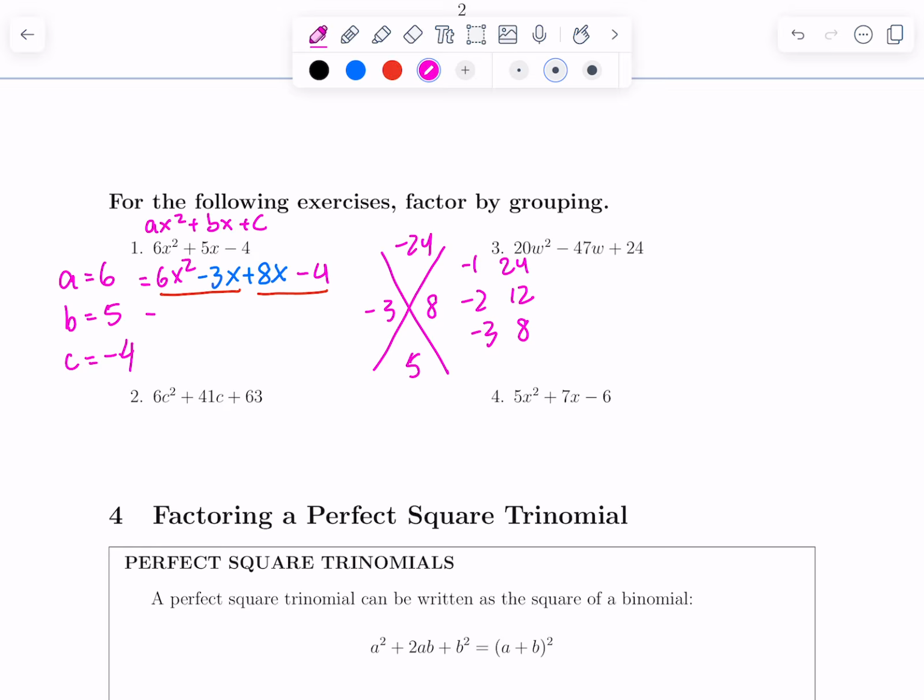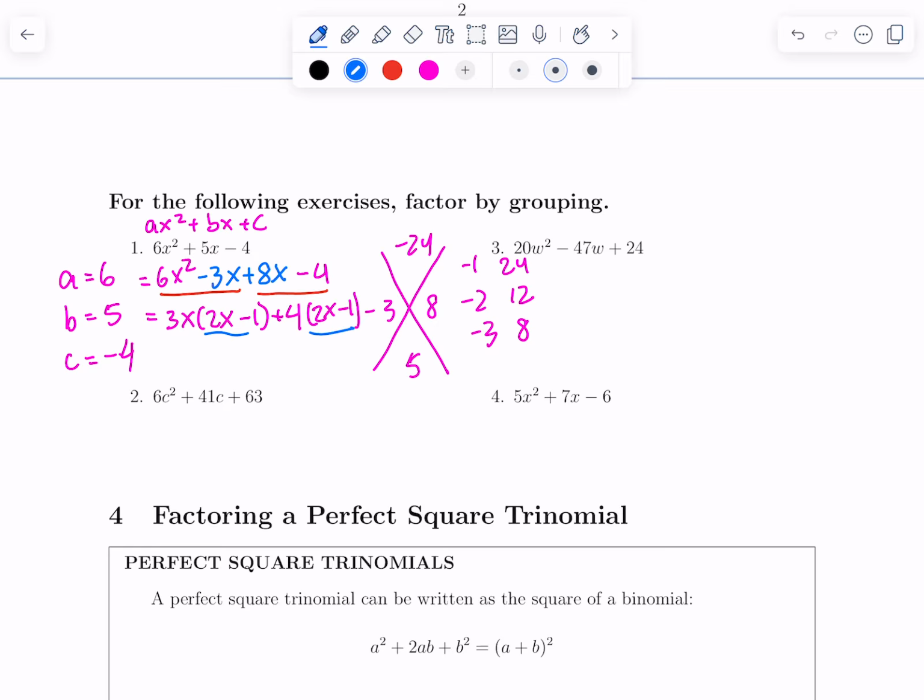In this case, I have 3x, because this is the greatest common factor between 6x squared and 3x. I factor out this 3x, then I figure out 6x squared divided by 3x. The leftover is 2x. 3x divided by 3x is 1. Then for 8x and 4, I can factor out a 4. 8x divided by 4, you get 2x, minus 1.